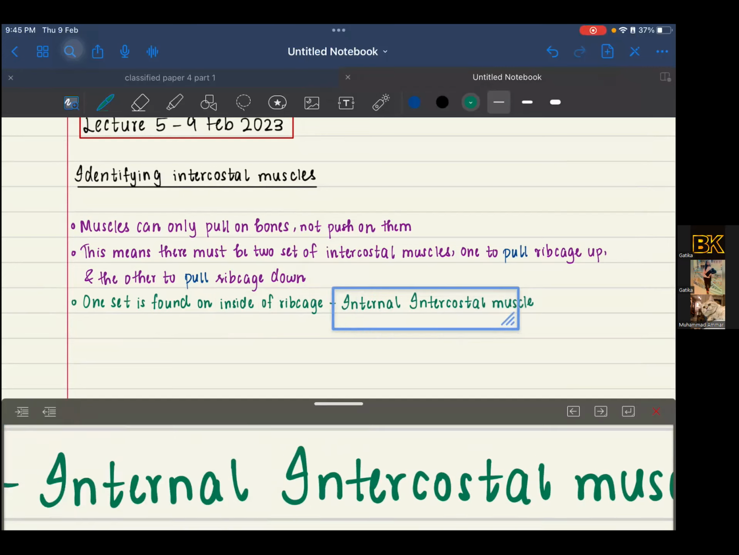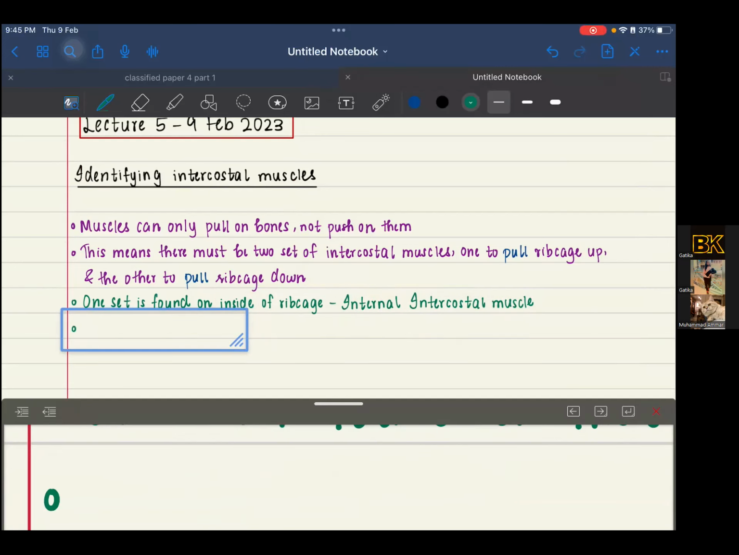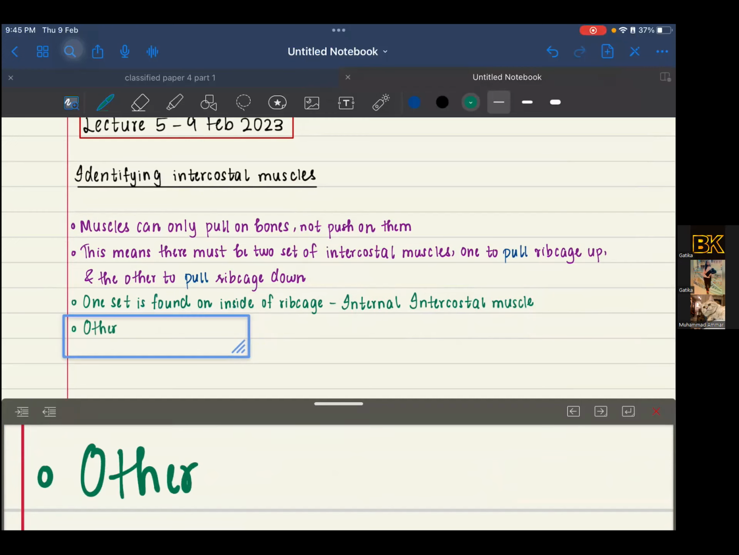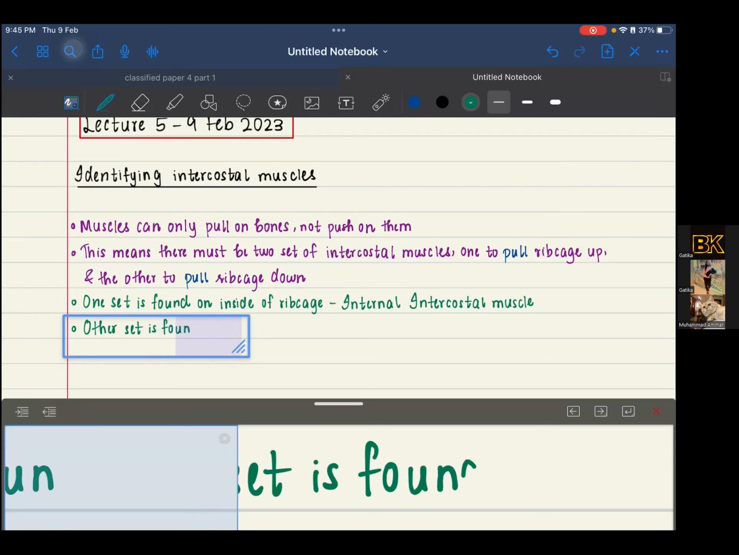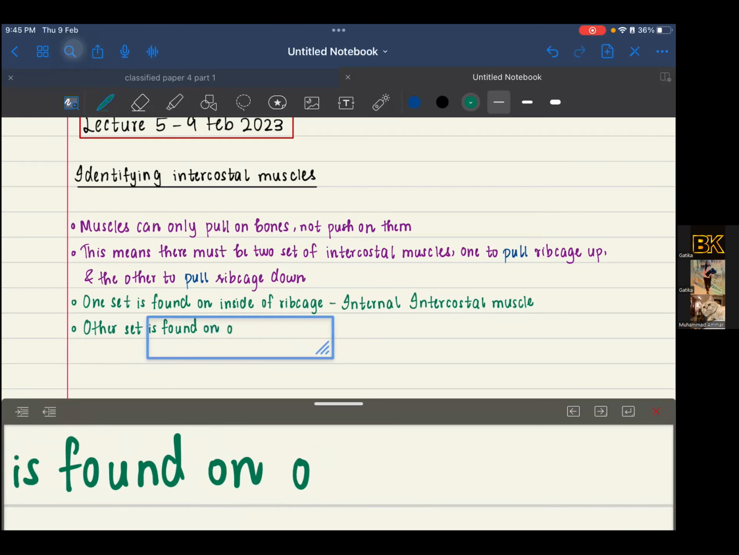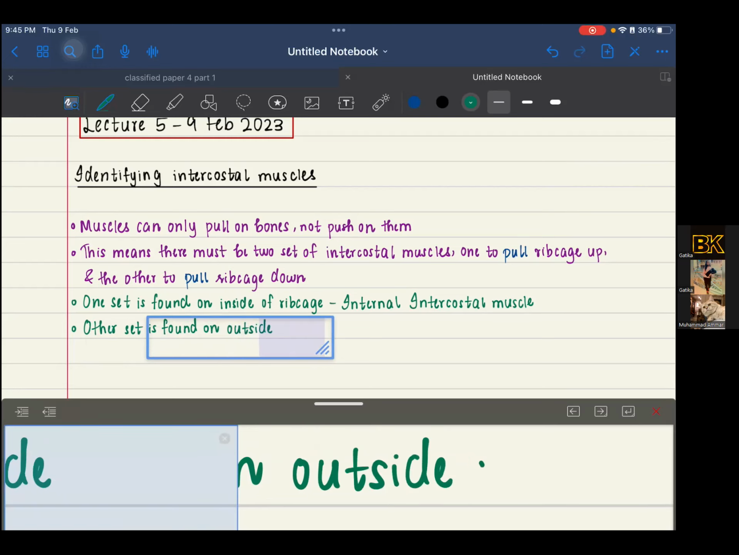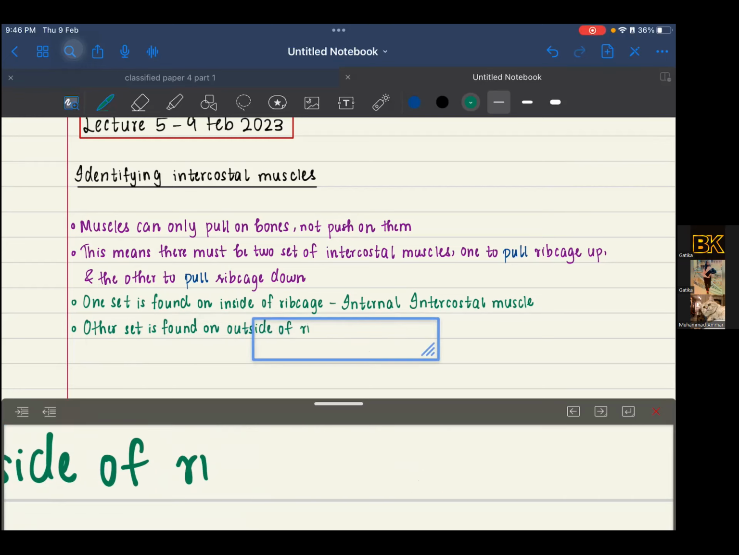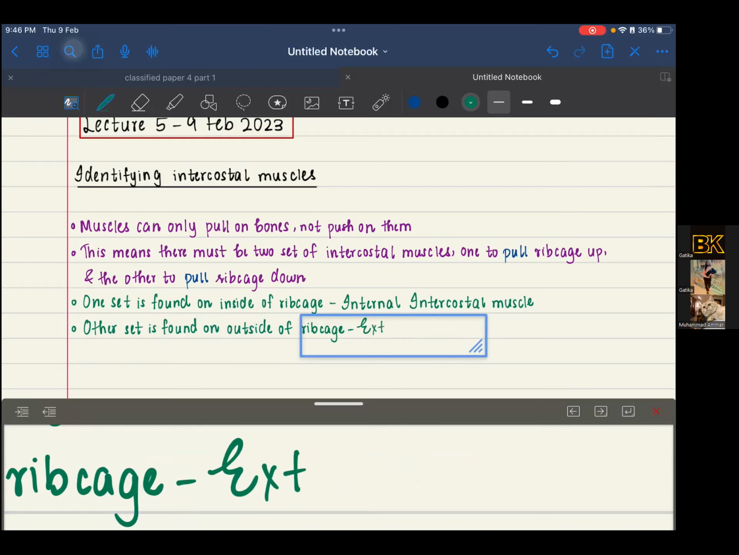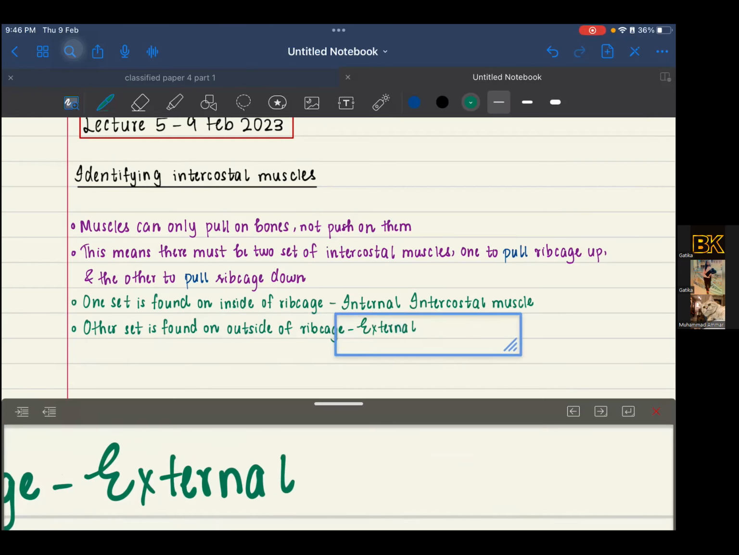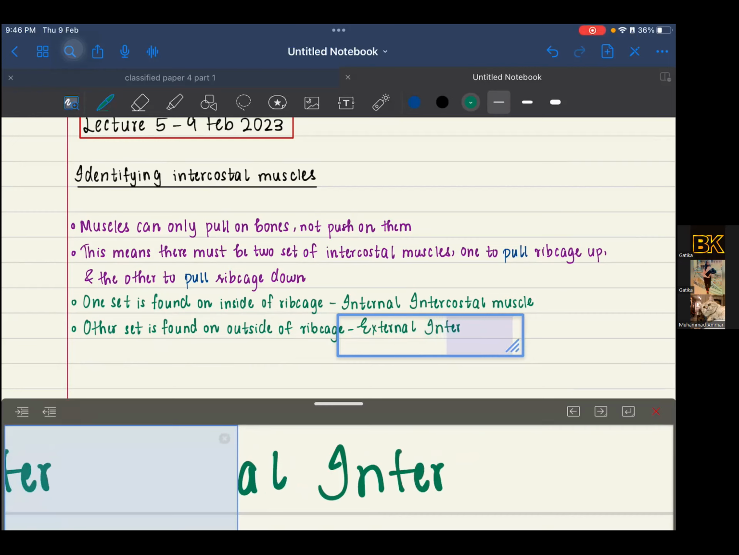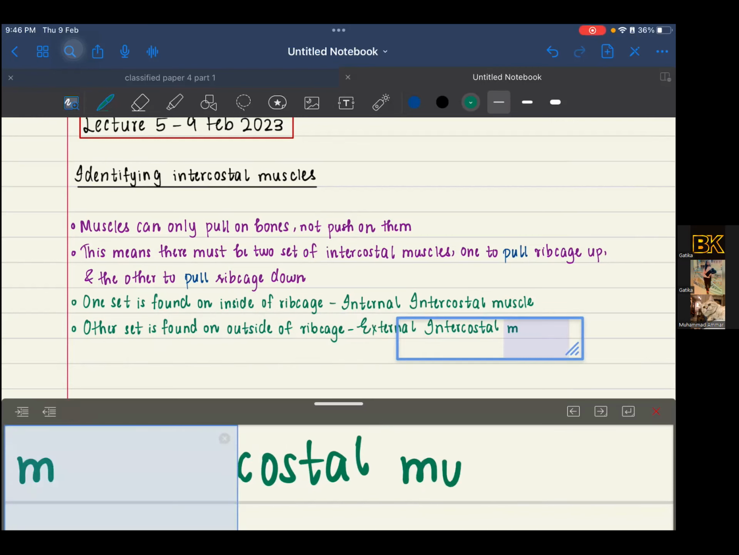And the other set is found on the outside of the rib cage. That is external intercostal muscle. Clear? Any questions? No, it's fine. Okay, good.